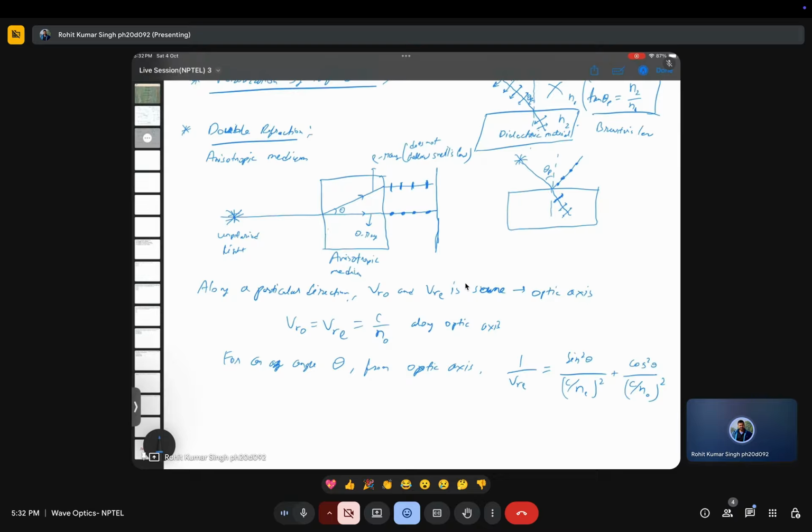And this leads to a very interesting phenomenon. Since the velocities of the two rays are different, one will have a phase difference when it comes out of this material, and then they both can interfere and give you interference, and many interesting things can happen, right?